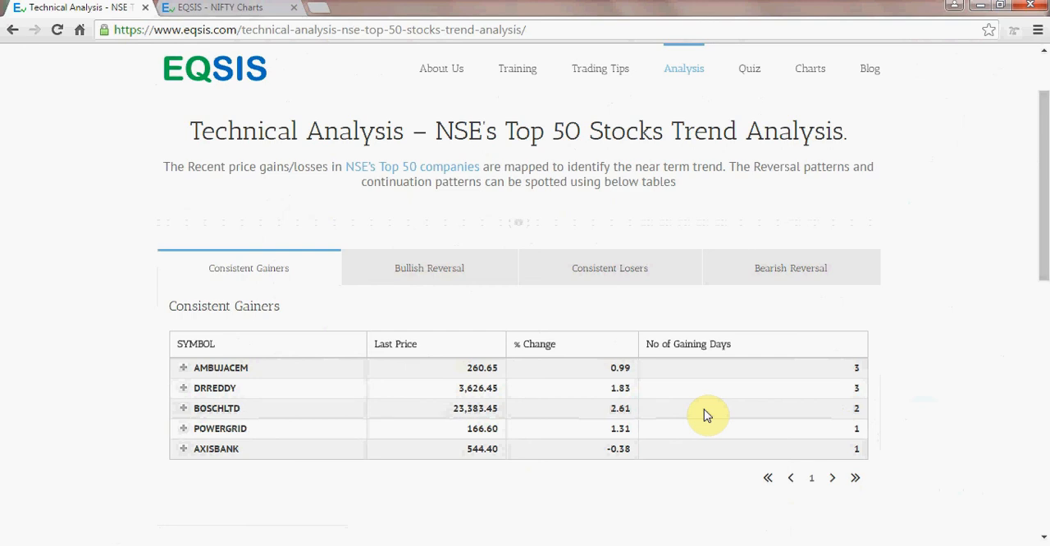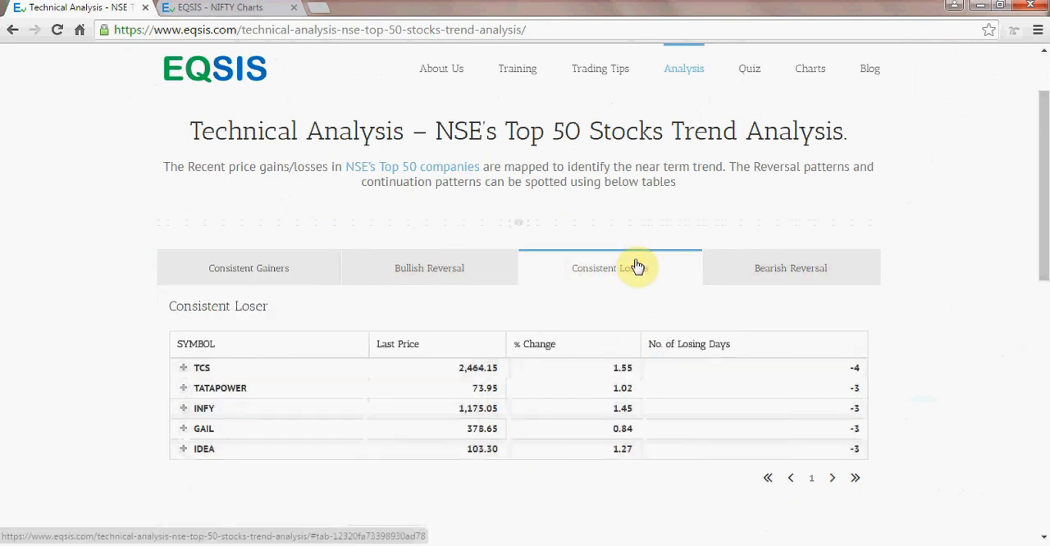So if I see Infosys, say for example, Infosys is on a daily basis consistently gaining some returns for 5 days, 6 days, then that particular stock will come into this one. Likewise, we have something called consistent loser, where anything losing consistently over a period of time is going to be witnessed here. So we have something called TCS.